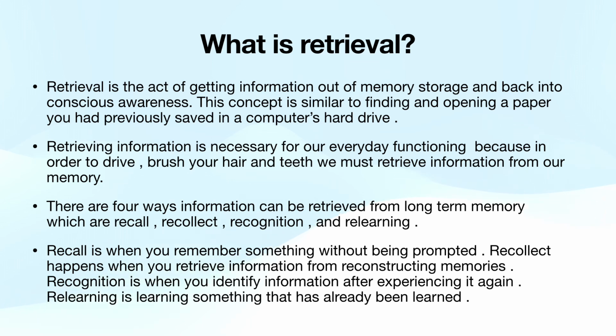There are 4 ways information can be retrieved from long-term memory, which are recall, recollection, recognition, and relearning. Recall is when you remember something without being prompted. Recollection happens when you retrieve information by reconstructing memories. Recognition is when you identify information after experiencing it again, and relearning is learning something that has already been learned.